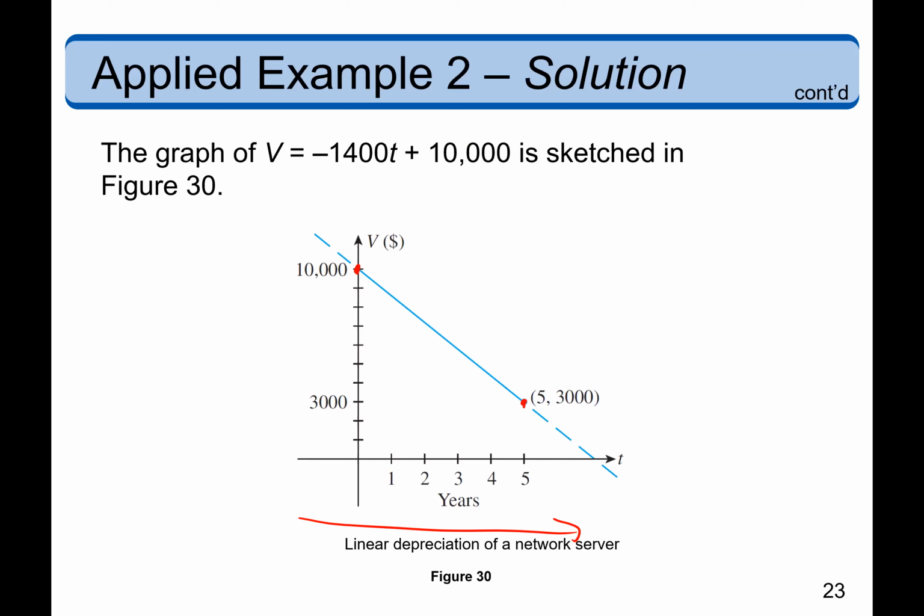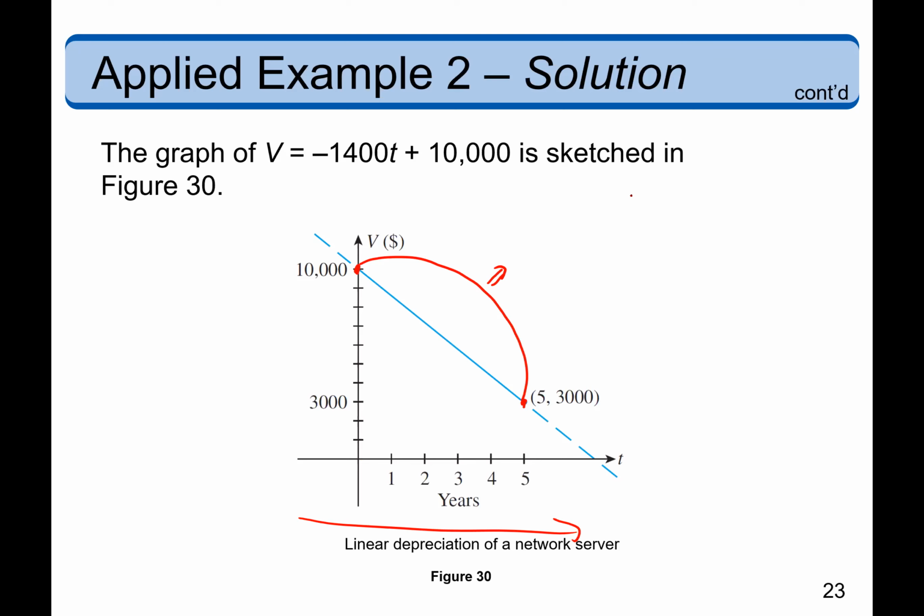And the thing about this is, you see, the value of the machine, this line actually has a limitation. Since the residual value is 3,000, the value doesn't go below that. So only on this part. So the linear model only applies when time t equals 0 all the way to 5. It doesn't go beyond that. Go beyond that, there's no meaning behind it.